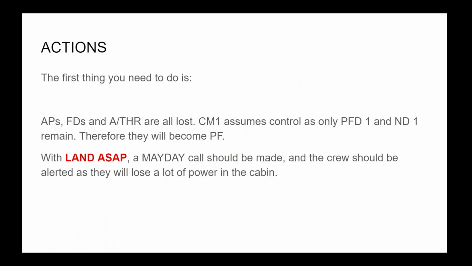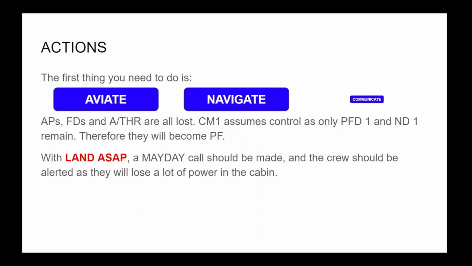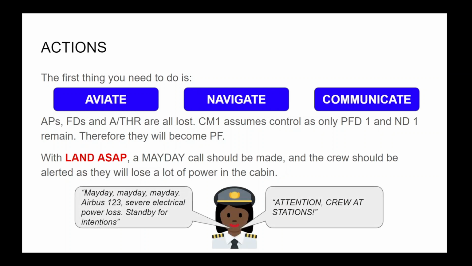When dealing with this failure, the first thing you need to do is aviate, navigate, and communicate. Autopilots, flight directors and auto-thrust are lost. The captain, CM1, assumes control as only PFD1 and ND1 remain, therefore it makes sense they become PF. With land ASAP in red, a mayday call should be made, and the crew should be alerted as they will lose a lot of electrical power in the cabin.